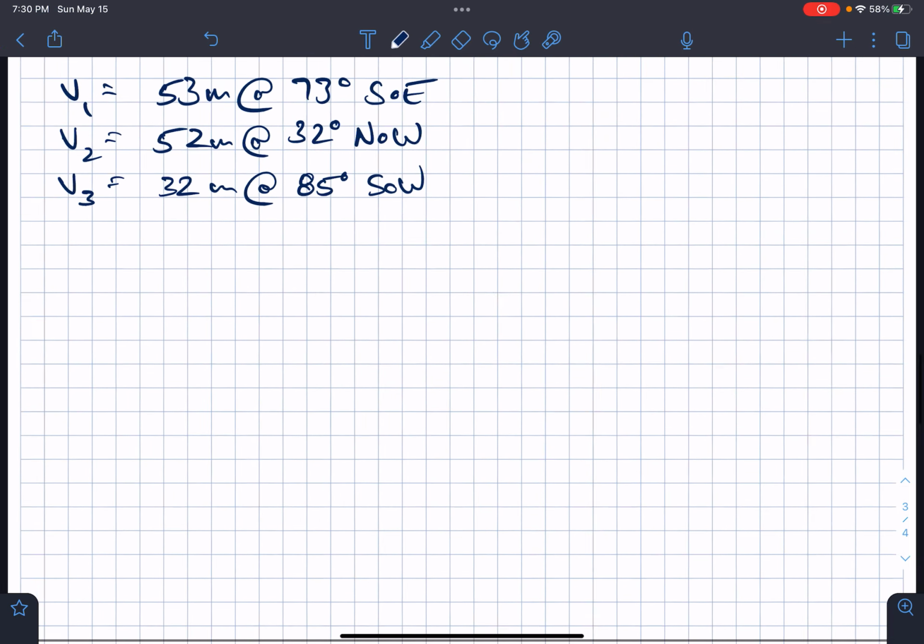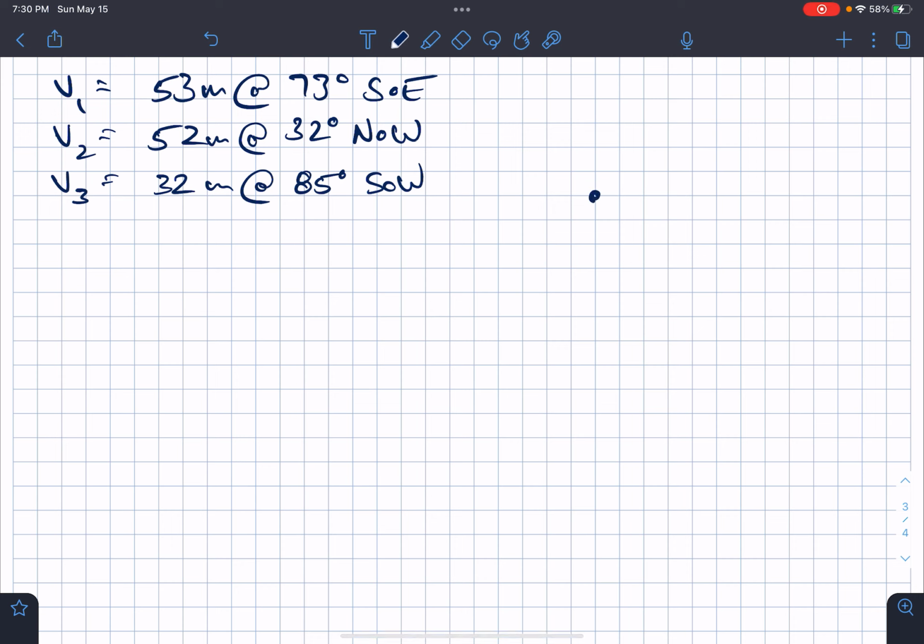We had our starting point right here, and our first vector, vector 1, was something like that. We'll say that's 53 meters at 73 degrees south of east. 53 is the length, 73 is the angle. Our other one was 52 meters at 32 degrees north of west, and so that was kind of up here.